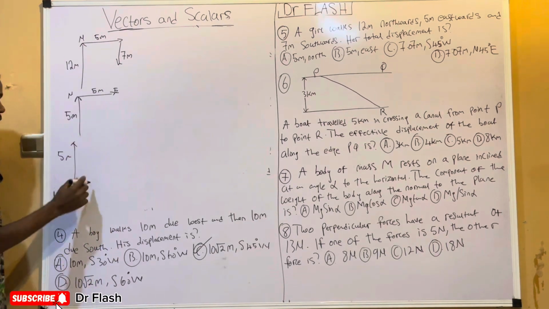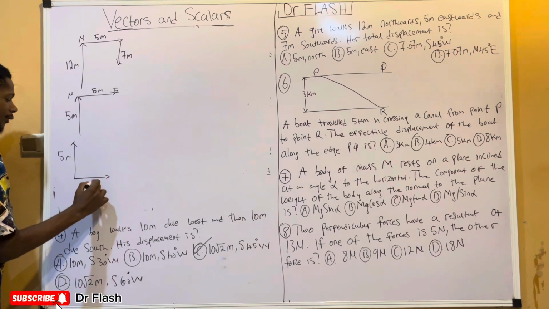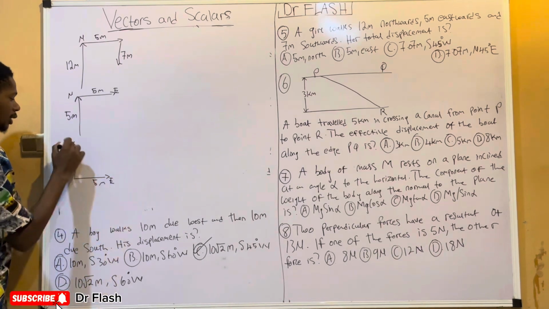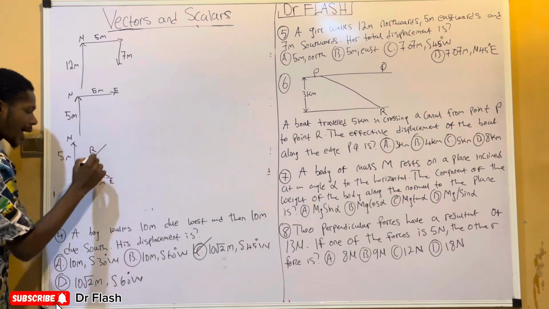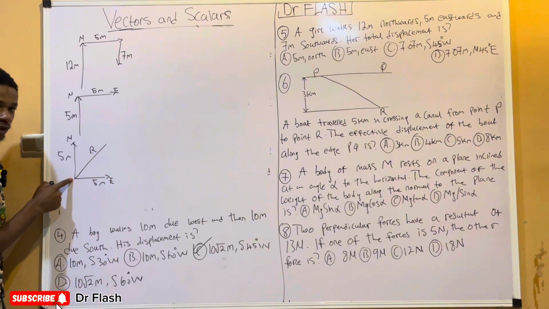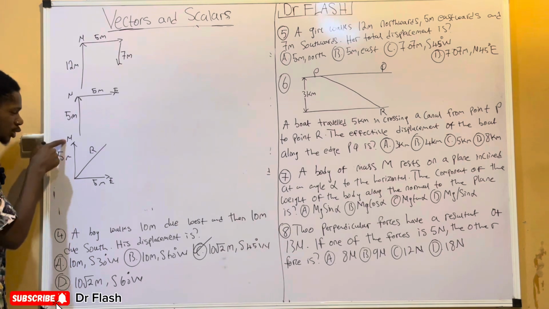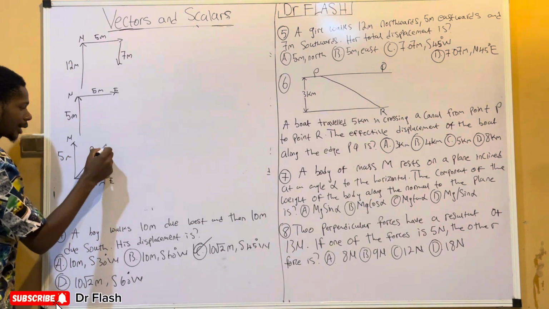We're going to take this one up, and then we're having another one like this, 5 meter. This one is in the east, this one is in the north. It makes more sense, so that when we draw a resultant out of the point of intersection of the two vectors, it is going to be between what now? North and east. So I can now trace here.